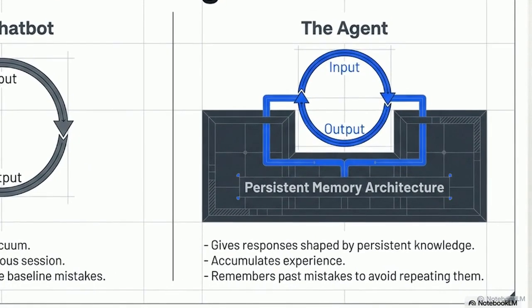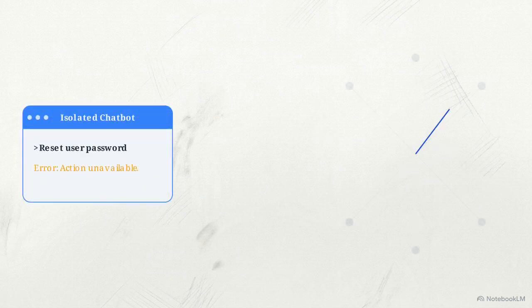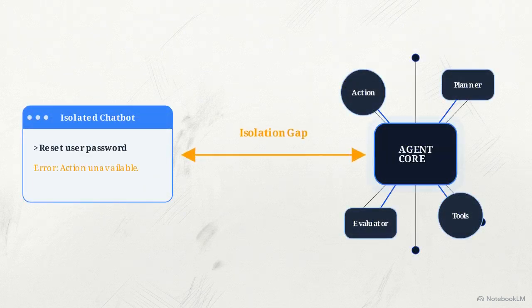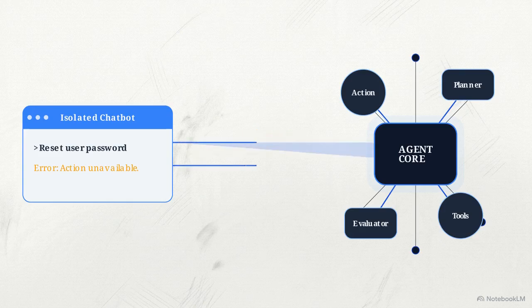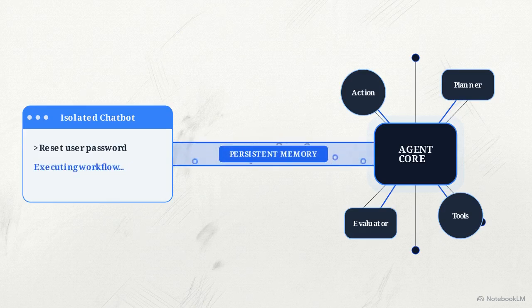The agent is anchored by a persistent memory architecture, allowing it to evaluate past mistakes and accumulate experience across multiple sessions. Simply generating accurate text isn't enough to handle complex, multi-step workflows. Bridging the gap to actual autonomy requires engineering a reliable memory system.